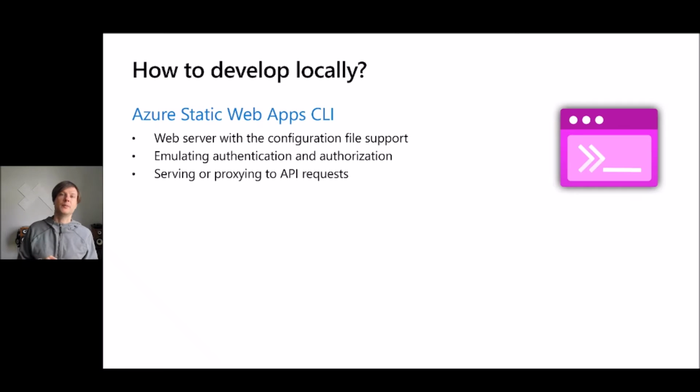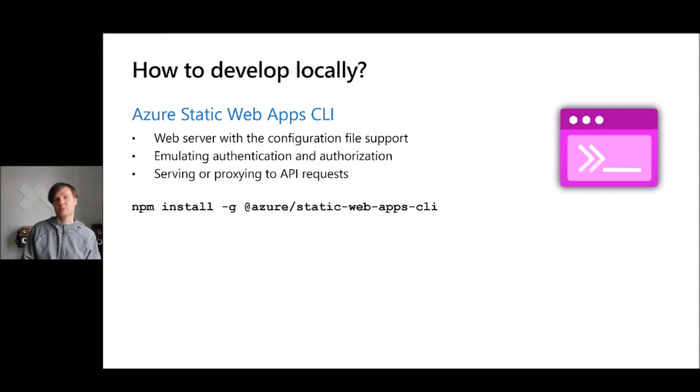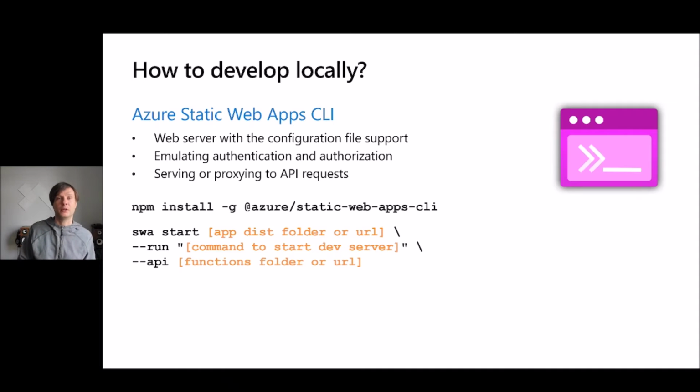Same with authentication and authorization. You have convenient mocks to debug this on your local machine, and the same with API endpoints. There is proxying to the Azure Functions runtime on your machine, so you have full control over every single feature of your application. How to start with this tool? Well, it all starts with npm install, right? And it's a good idea to install it globally. And then you have a command called swa available in your terminal.